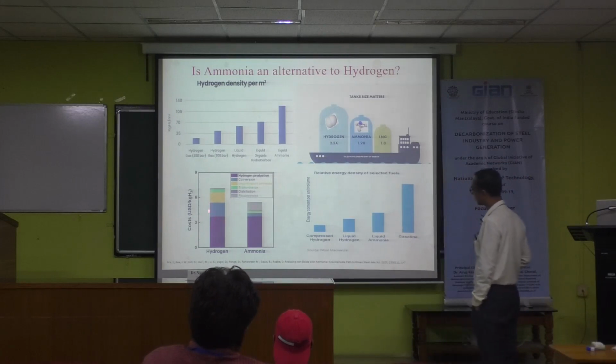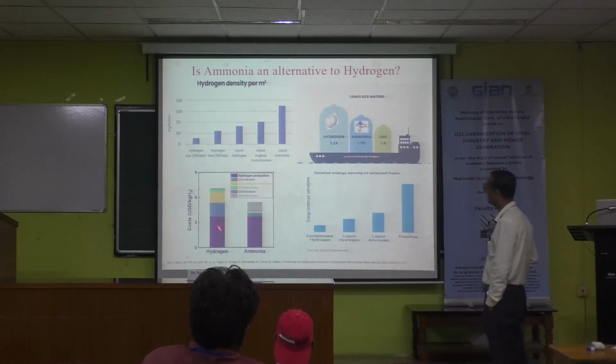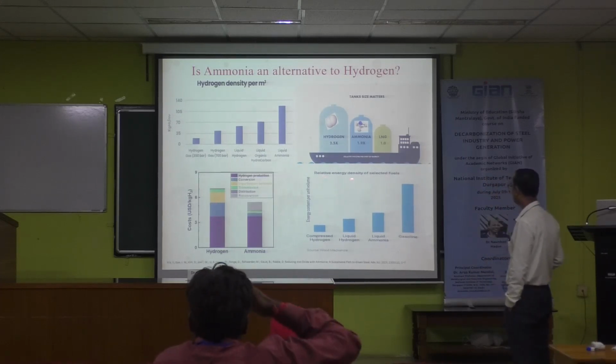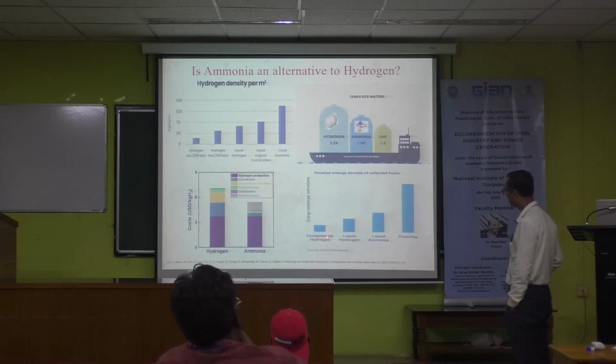Here, if you see the hydrogen production cost, this is the conversion cost, this is the import-export, and this is the transmission and distribution. If you see hydrogen and ammonia, the production cost is constant. If you see here, the conversion and import-export is a huge amount. And if you see the relative energy density, compressed hydrogen has the lowest.